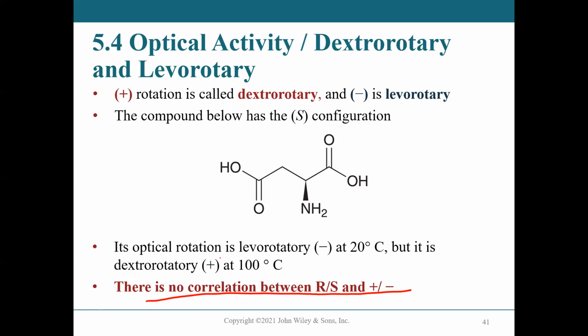Here, this compound, try to find the enantiomer, the stereocenter. The stereocenter is right here. Let's be 1, 2, 3. So this would be S. Its optical rotation is levorotatory at 20 degrees, but if we heat this thing up, it becomes dextrorotatory at 100 degrees. So that's why it's important to note the temperature. So temperature is important.